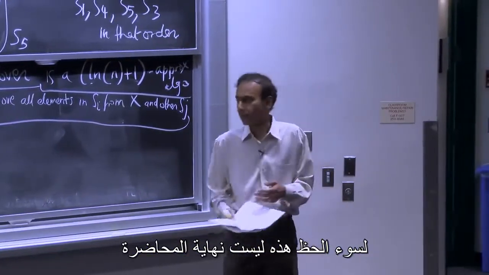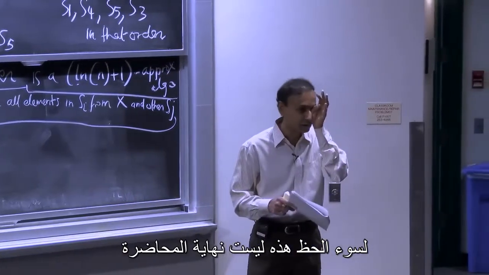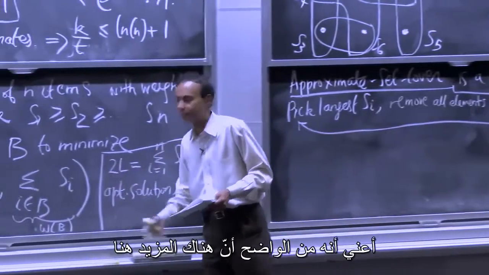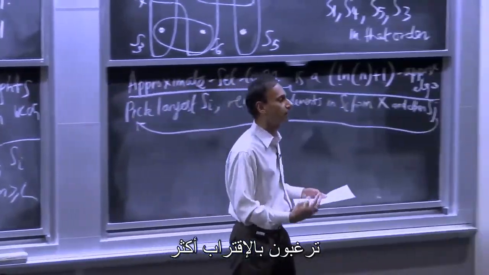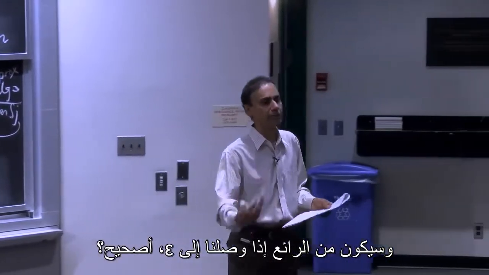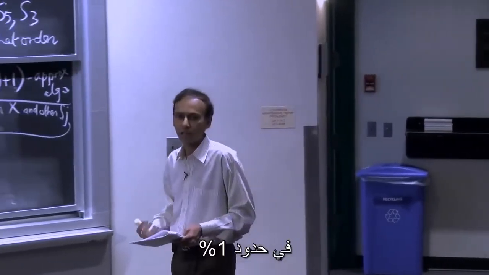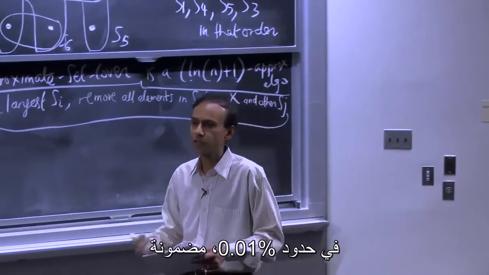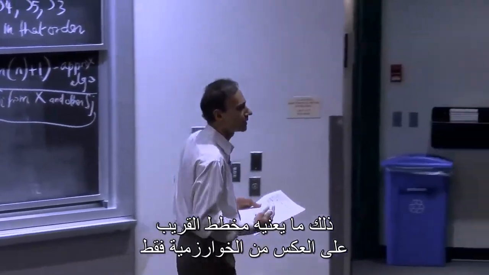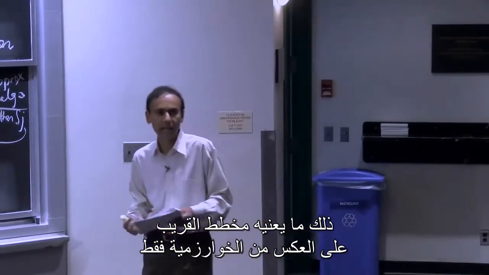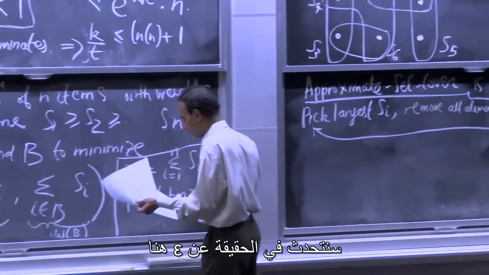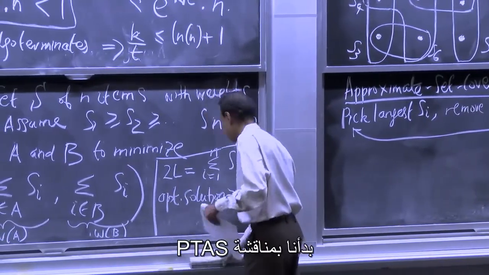So unfortunately, that's not the end of the lecture, okay? So we got to do better. I mean, clearly there's more here. You'd like to get much closer. This is a different kind of problem, and it'd be wonderful if we could get within epsilon, right? I'm within 1%. How long does it take me? I'm within 0.01%, guaranteed. How long does it take me? That's what an approximation scheme is, as opposed to just a plain algorithm. So we're going to actually talk about epsilon here, and we're just doing a PTAS.